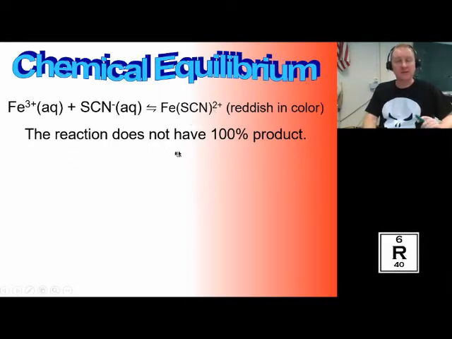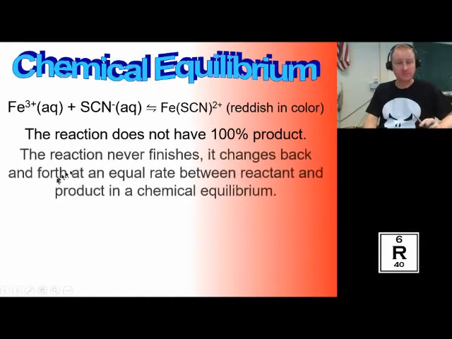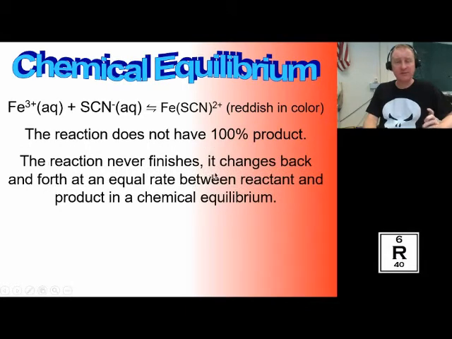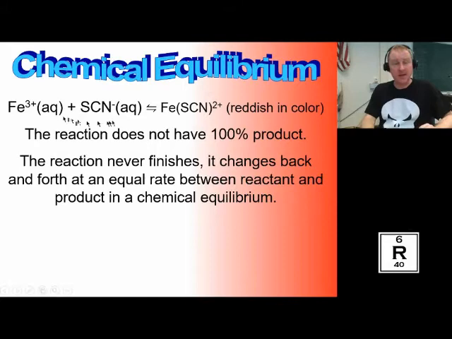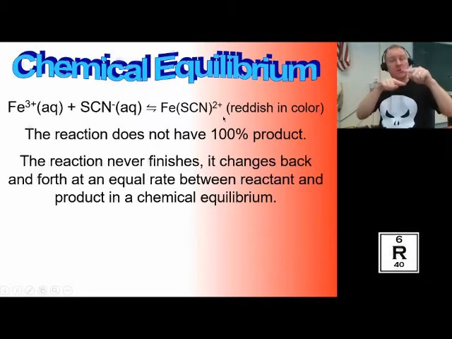Anyways, this reaction does not have 100% product. The reaction never finishes. It changes back and forth at equal rate between the reactant and the product in chemical equilibrium. So this reaction never finishes. The ions here will combine to form this complex ion, and this complex ion will break apart to form this. Just like the shopping analogy I made. If you think about maybe the reactants as the first floor and the products as the second floor, the concentrations of these two are not changing, but they're free to go back and forth.